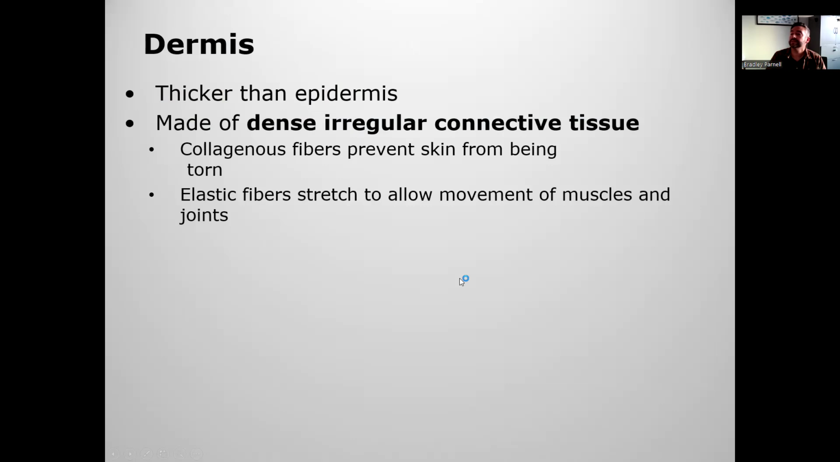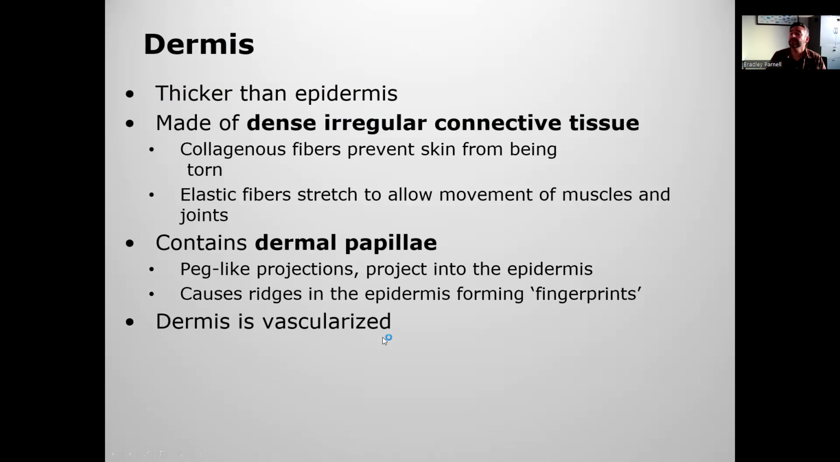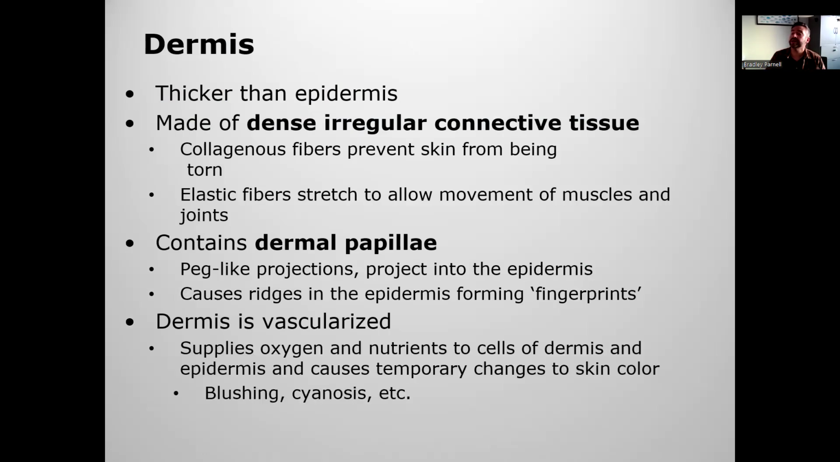So with the dermis, again, it's much thicker. It's made mostly of dense, irregular connective tissue, lots of collagen fibers and elastic fibers to provide for stretching and recoil, also to prevent the skin from being torn. Again, it contains those dermal papillae along the top. Those ridges that are formed by those dermal papillae actually form our fingerprints. And so basically, our skin lays in those little ridges based on our genetics, and those different patterns cause our fingerprints, which are used for gripping.